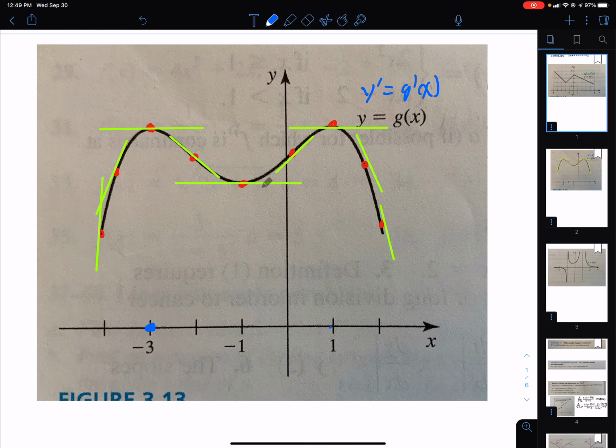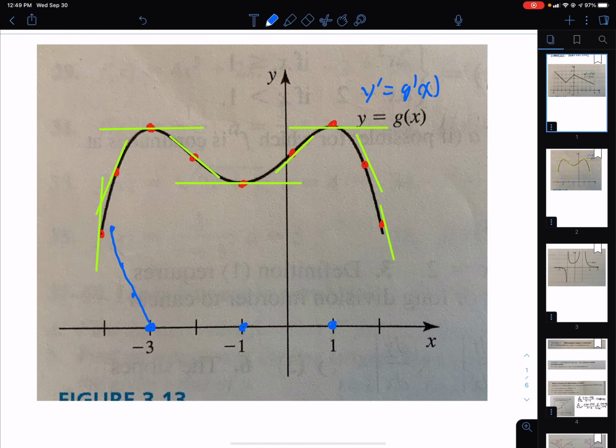Here, the slope is 0, so when I graph my derivative, it will be 0. Now here, all the slopes are positive. So therefore, my graph is going to be above the x-axis where positive values lie. And this is a big positive, smaller positive, 0. So the graph is going to start with big positive, smaller positive, 0.